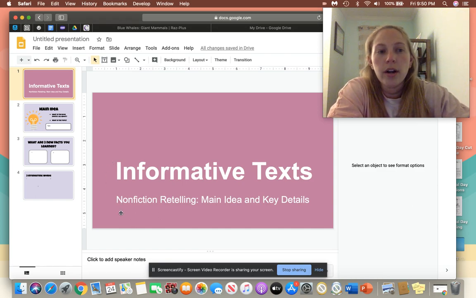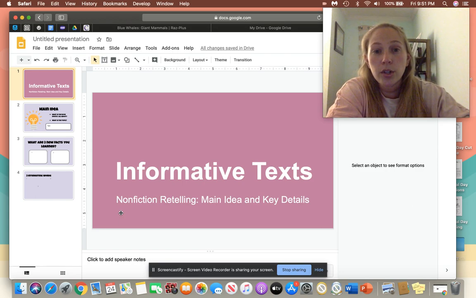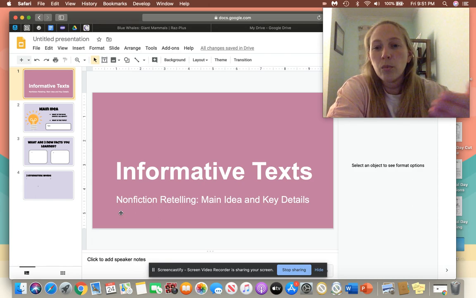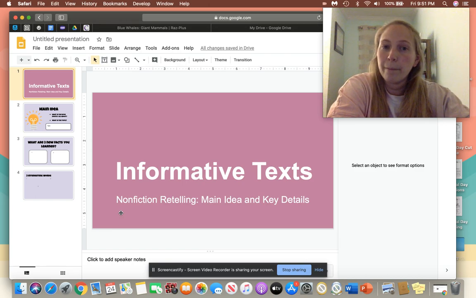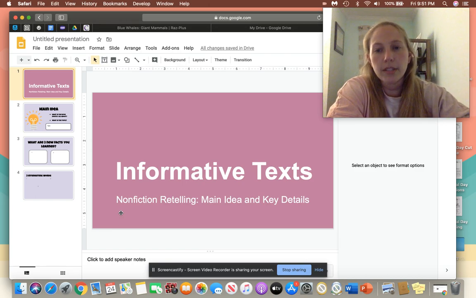When readers are retelling a nonfiction text, it's a little bit different. Remember last week when we were retelling stories, we had a character and a setting and a beginning, middle, and end? Well, that works for a fiction book, but for nonfiction, it's a little bit different.